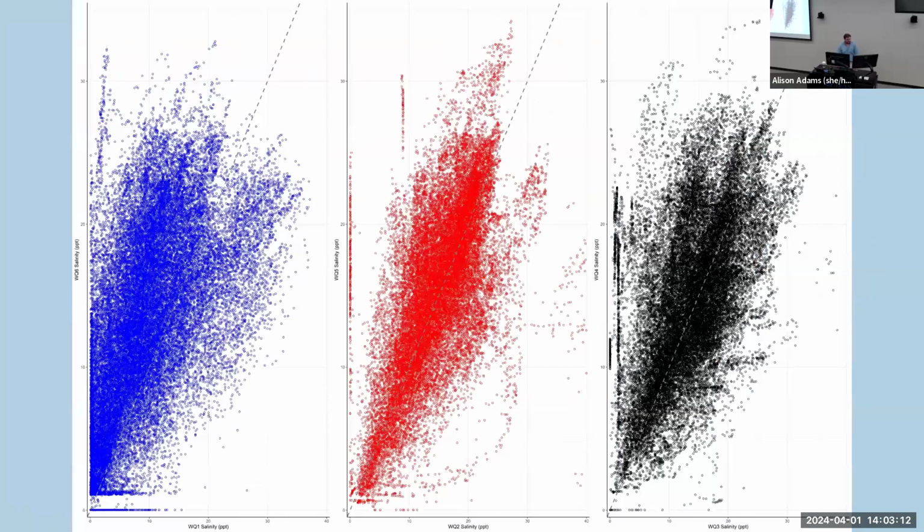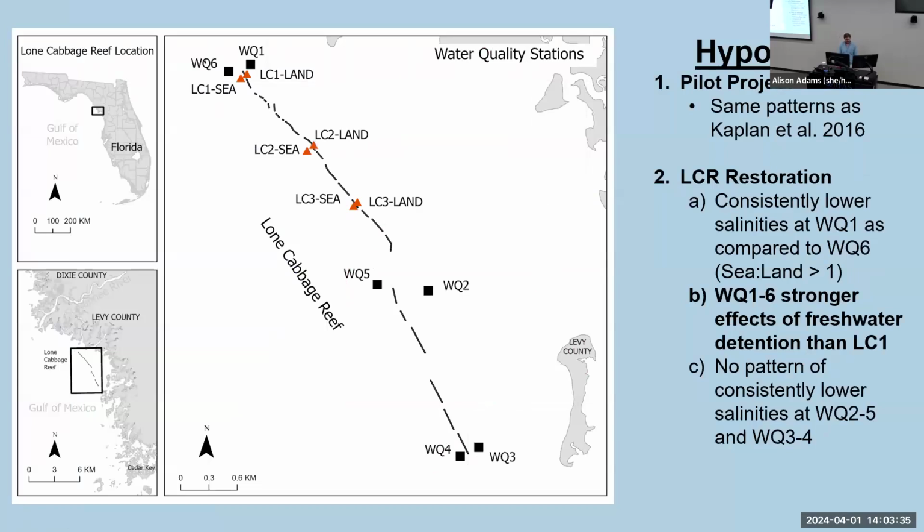So looking at those, what we can see is that there's a lot more data points, right? Because it was a much longer time series. But at this water quality 1.6 pair, we can see that there are a significant amount of points above this one-to-one line, indicating some evidence for freshwater detention, and that as we move down the reef, this disappears, and we get a much more even distribution of points around the line. So overall, for our hypotheses, for the pilot project, we did see the same patterns at an hourly timescale as we did at a daily timescale. And additionally, for the Lone Cabbage Reef restoration, the only hypothesis that we saw conflicting information for was that water quality 1.6 has stronger effects of freshwater detention than LC1.